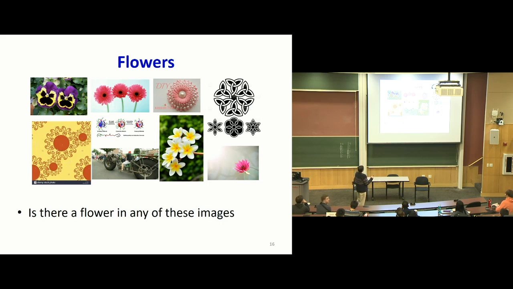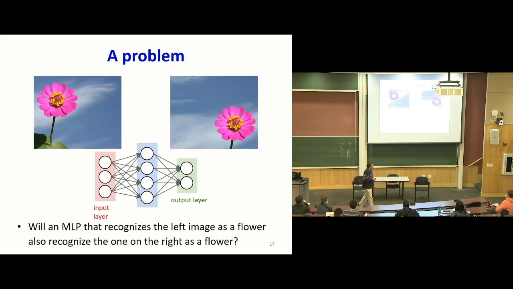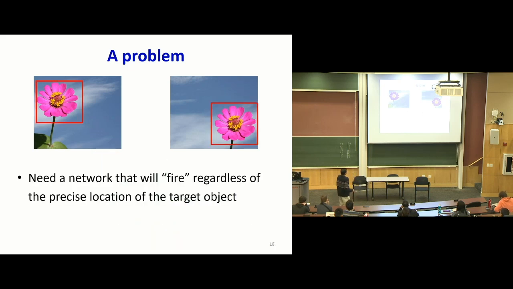These arguably may or may not have flowers. Some obviously do have flowers, right? So now the question is, suppose I build an MLP that can actually tell you if a particular image has a flower in it or not. And if that MLP has been trained for this image, is that MLP also going to fire for this one? And the answer again is going to be no, right? Because the patterns live in different subspaces in the two cases. What I want, once again, is a network that will fire regardless of the precise location of the target object.